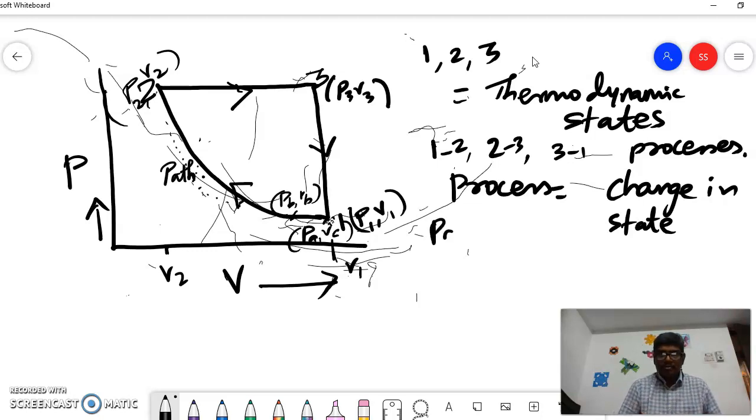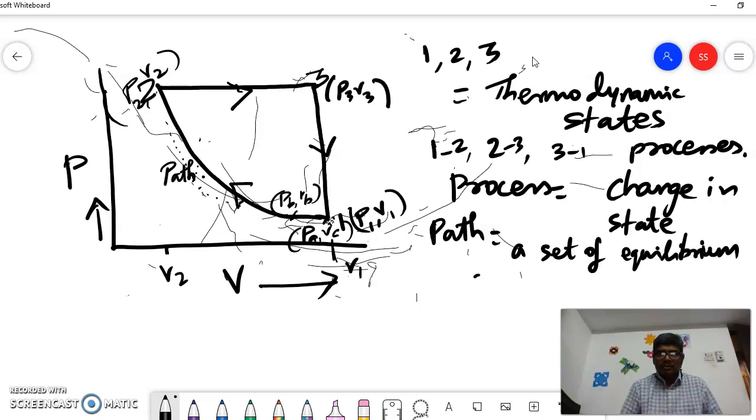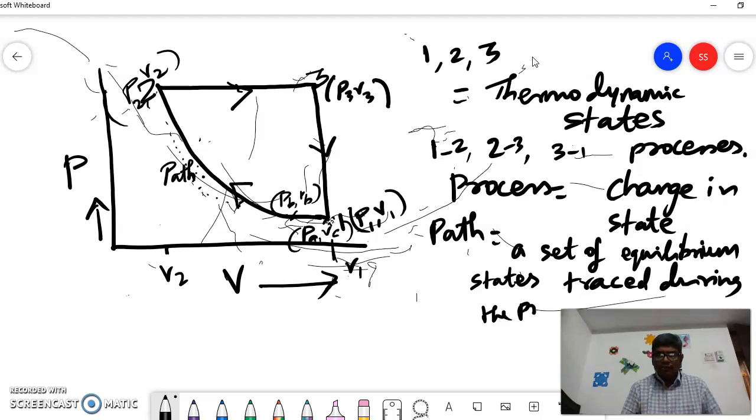So a path is defined as a set or number of equilibrium states traced during the process. A set of equilibrium states traced during the process is said to be a path. So 1 to 2 is a path, 2 to 3 is another path, 3 to 1 is another path. And finally, cycle.